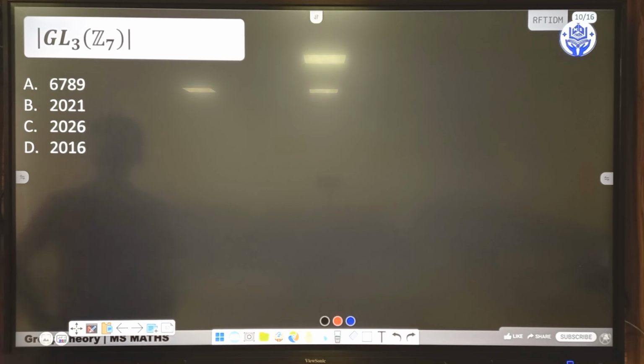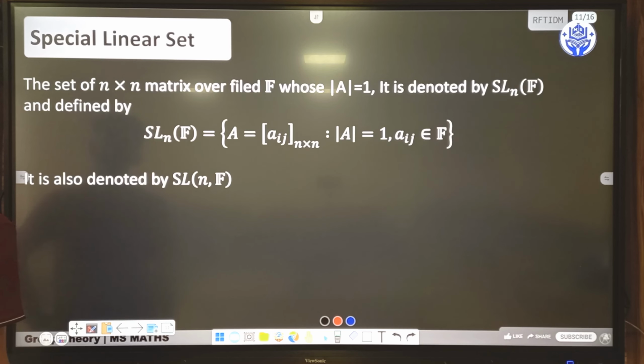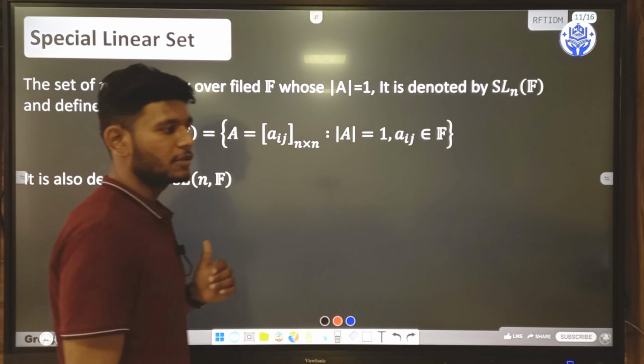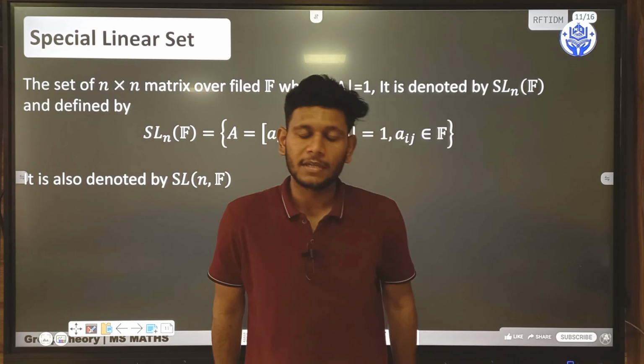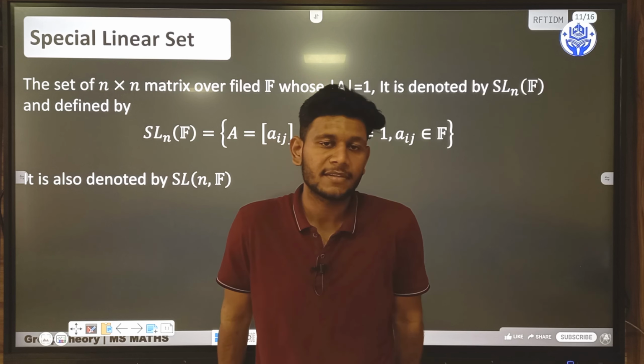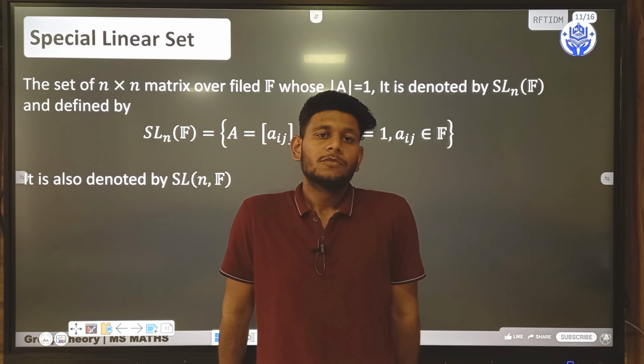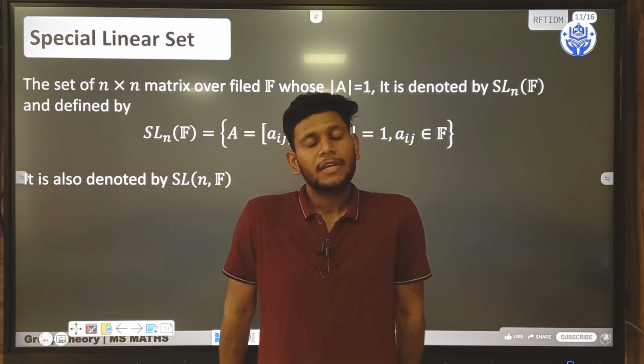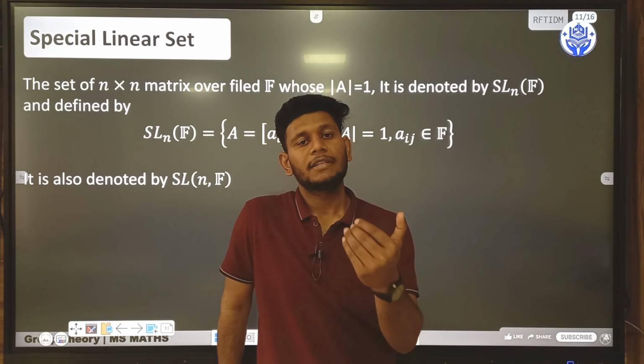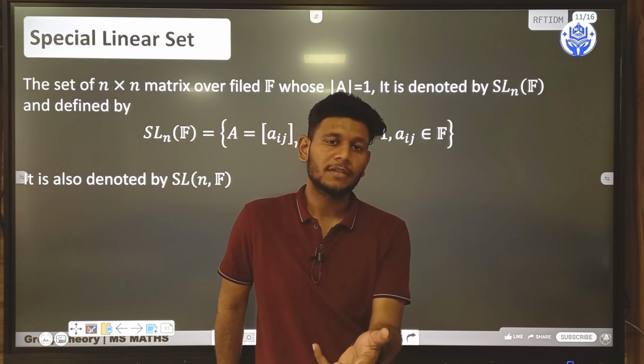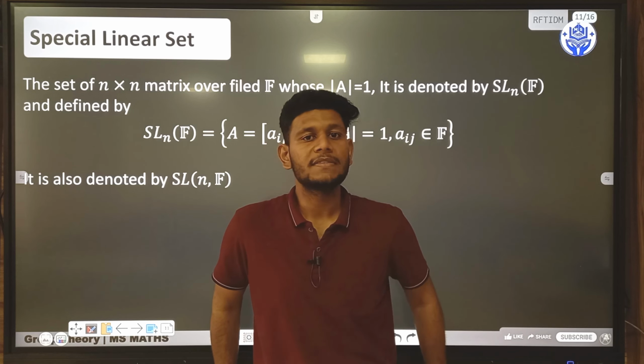And okay, yeah, I think this is also we have solved. I think slides are copied here. So this is what we have seen, the general linear group, general linear set, not group. We are discussing the set only. Okay, so in that case we have the condition that the determinant of the matrix should be non-zero only.